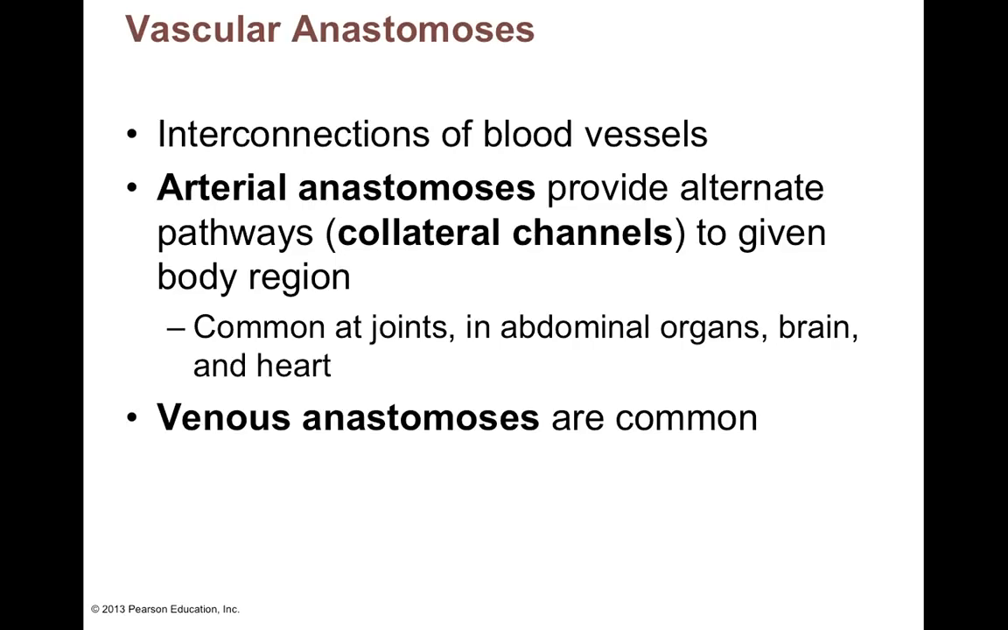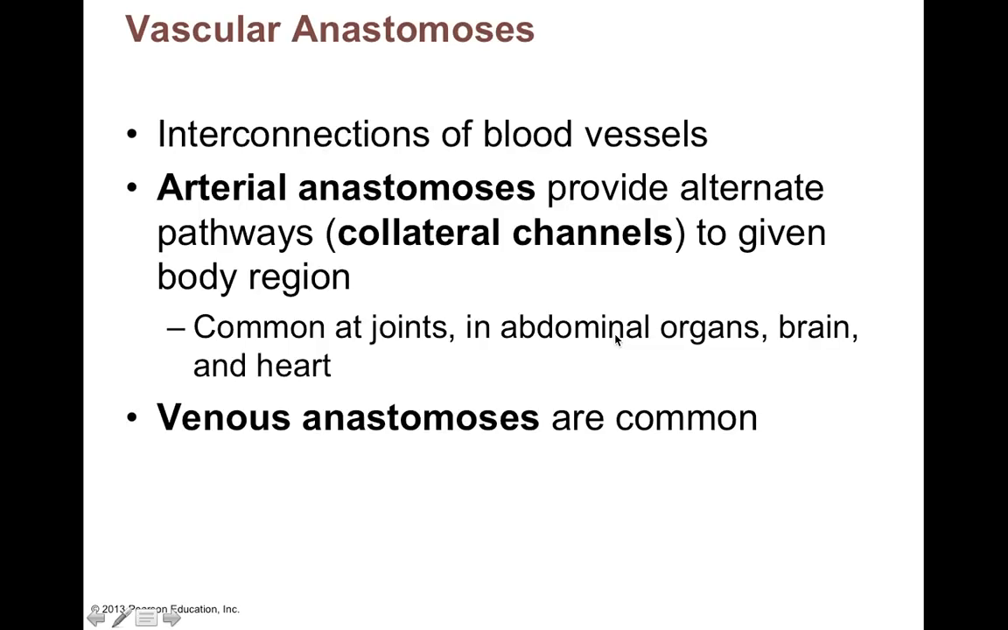You can also have venous anastomoses as well. An example of a venous anastomosis are the ones in your liver, where the hepatic portal vein, when it all converges and goes in your liver, branches out into venous anastomoses, which your liver uses to process that blood. Okay, but think about arterial anastomoses, you guys, as a backup plan for blood flow. They're common in your joints, abdominal organs, brain, and your heart.